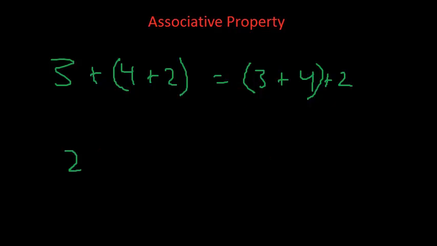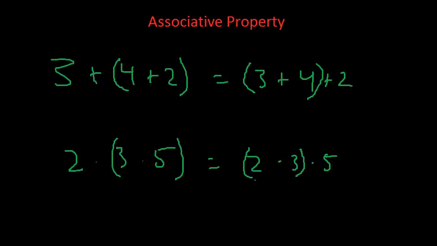It also works for multiplication. If I have 2 times (3 times 5), where I multiply the 3 and the 5 first, it's the same as (2 times 3) times 5, where I multiply the 2 and the 3 first. Again, 3 times 5 is 15, times 2 is 30. 2 times 3 is 6, times 5 is 30. Again, they both give me the same answer, and it does not matter which I group first.